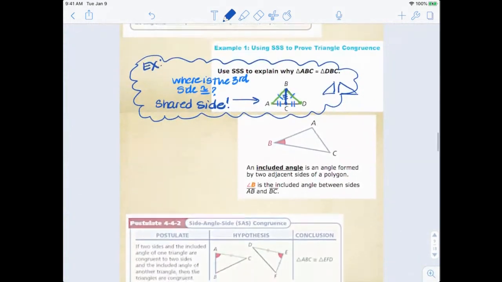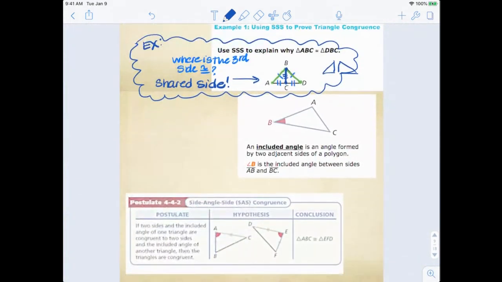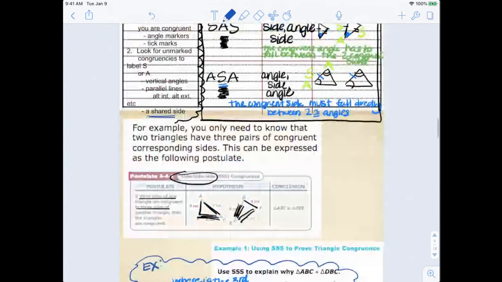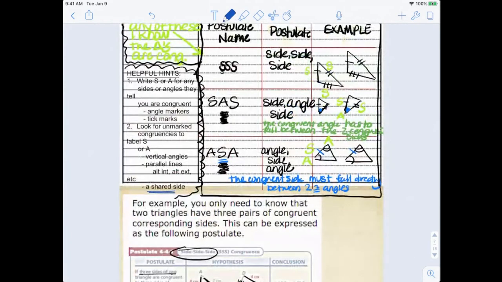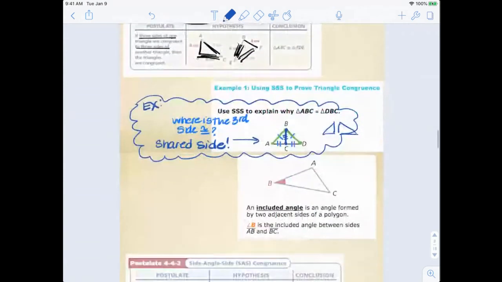Another little definition that might be helpful is included angle. Again, the last 2 are included side. For side angle side, we said the angle needed to be in between the 2 congruent sides. That means it's the included angle. It's inside the sides. Same with the side: the side had to be in between the 2 congruent angles. That's the included side.